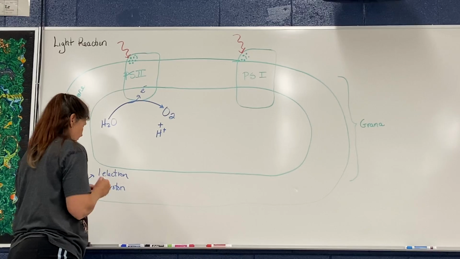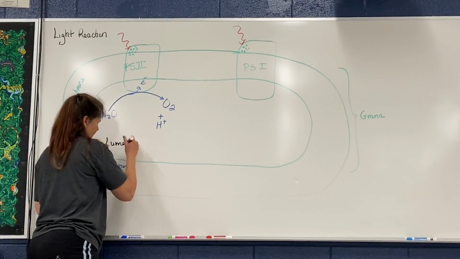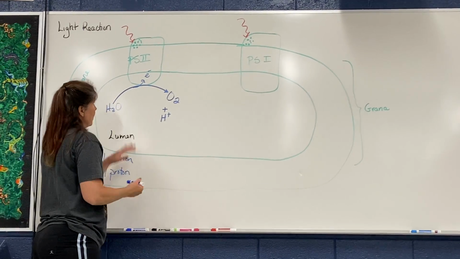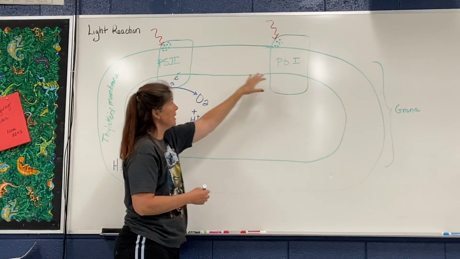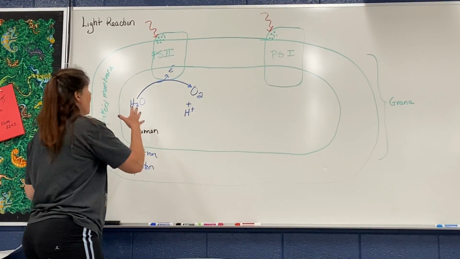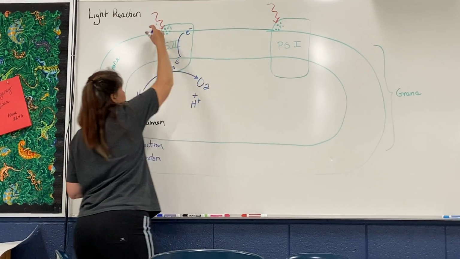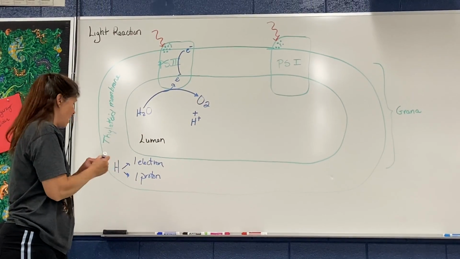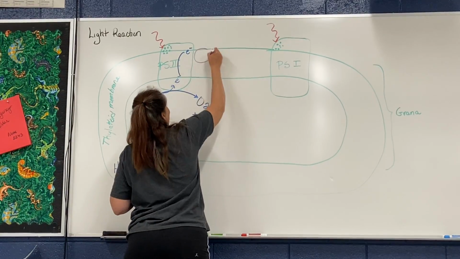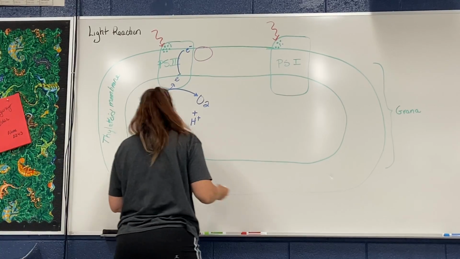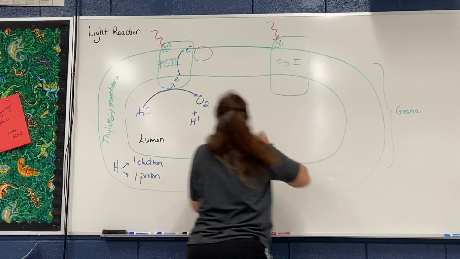The interior here is called the lumen. Once we get our electron, which is going to replace the electrons lost in the ETC, the energy from the sun is going to give our electron that power boost. And then we're going to pass the electron as we move through our electron transport chain.